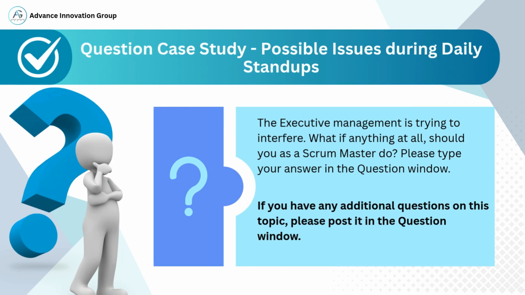In this case study, we are discussing a scenario where executive management is attempting to interfere in the team's daily stand-ups. This situation is quite common in organizations transitioning to Scrum, or where leadership is still adapting to agile roles and boundaries. As Scrum Masters or learners of Scrum, it's important to reflect on how we would handle such interference without disrupting team dynamics or violating Scrum principles. Please read the case carefully and type your response in the question window.